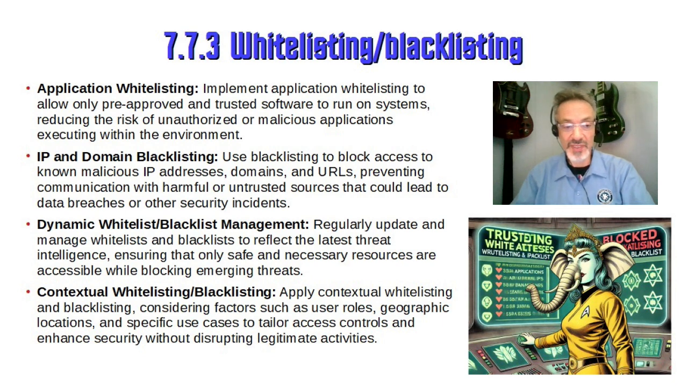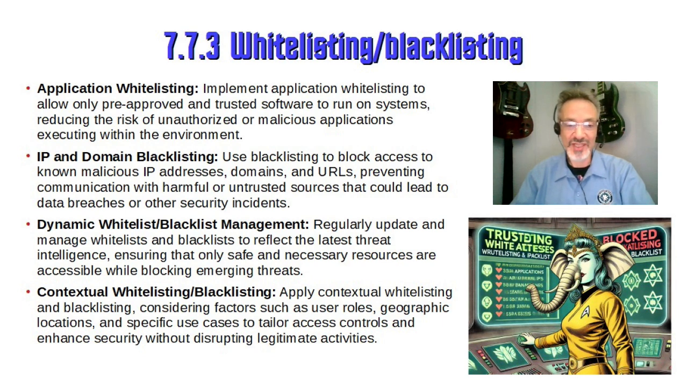Next, we have IP and domain blacklisting. These methods block access to known malicious IP addresses, domains, and URLs, preventing systems from connecting to harmful or untrusted sources. Blacklisting can quickly stop known threats, but it requires frequent updates to keep up with emerging threats. A key point for both whitelisting and blacklisting is dynamic list management. These lists need to be continuously updated based on the latest threat intelligence. Static lists quickly become outdated, so having a process to regularly refresh them is essential to maintaining security.